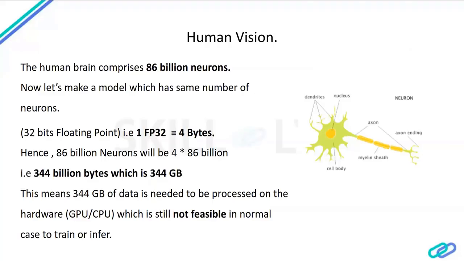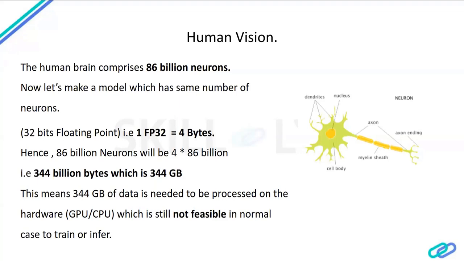Let's say you want to mimic a human brain, to make a model which is comparable with the human brain. We have to face challenges related to the number of neurons the human brain has. So let's take that into account. A human brain comprises 86 billion neurons, right? We have 86 billion neurons in our brain, which are responsible for all the computations that happen.